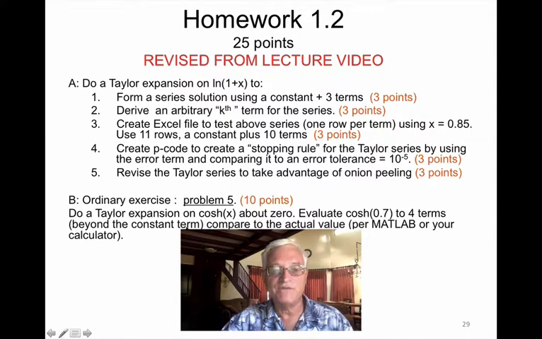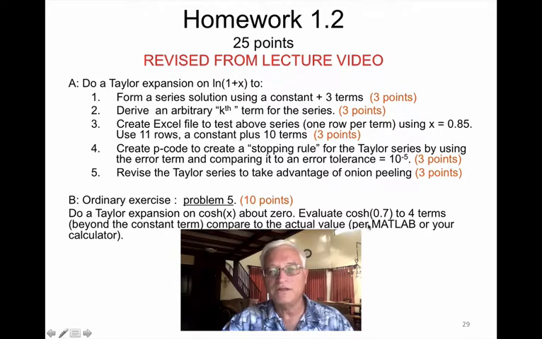For exercise 5, it's really the same thing as problem 1, except maybe not all these steps. So just go ahead and create the Taylor series for the hyperbolic cosine. If you're unfamiliar with the hyperbolic cosine, look it up in Wikipedia. It's a very simple combination of e to the x and e to the minus x. Do that to 4 terms past the constant, so the constant plus 4 terms, and then take your polynomial and try to estimate the hyperbolic cosine of 0.7 from that.